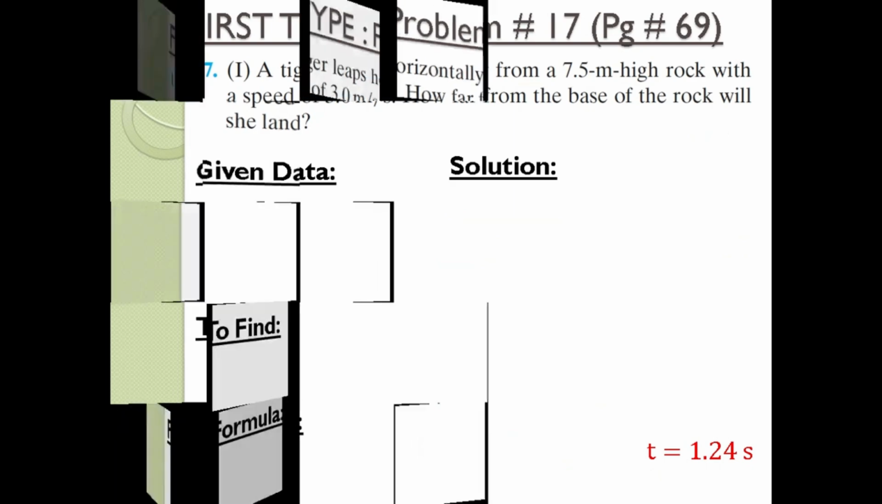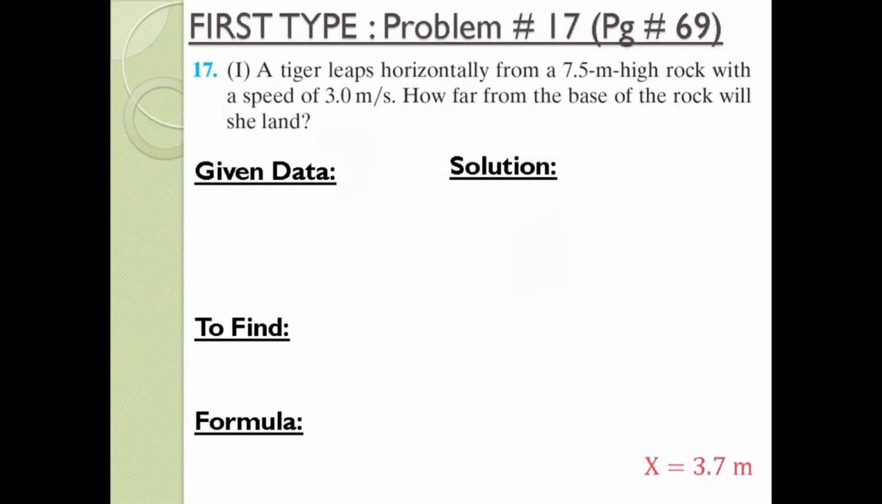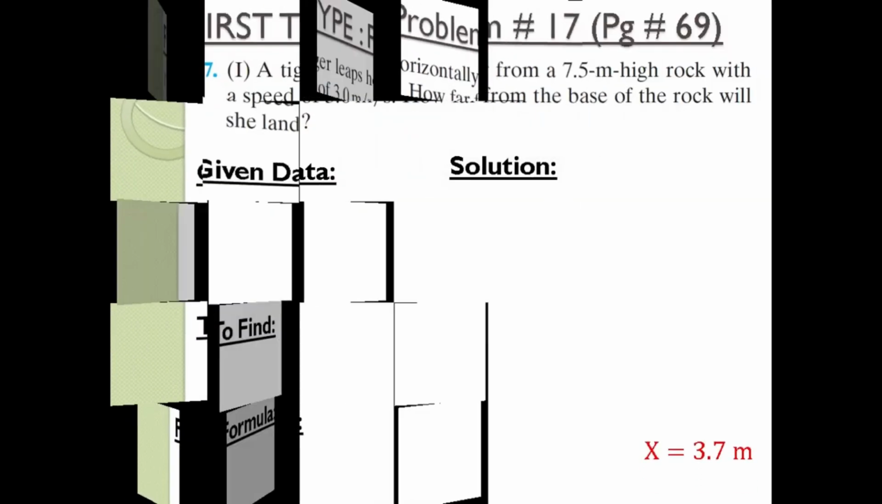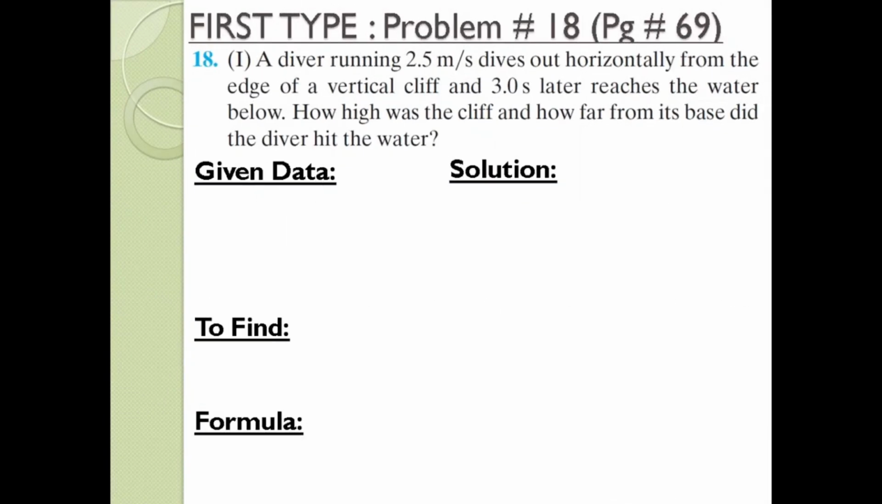Similarly, I will solve another question, and this one is also similar, question number 18 of the John Colley book. There is a diver running at 2.5 meter per second, as I told you. So this is v, that will be equal to vx, 2.5 meter per second. And again, the time it takes to reach the water is 3.0 second, from the vertical cliff.